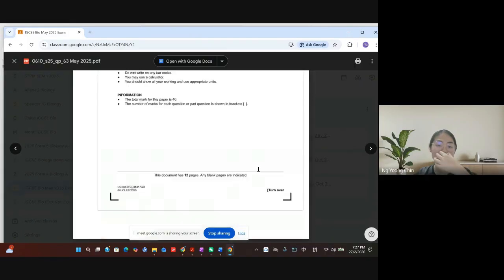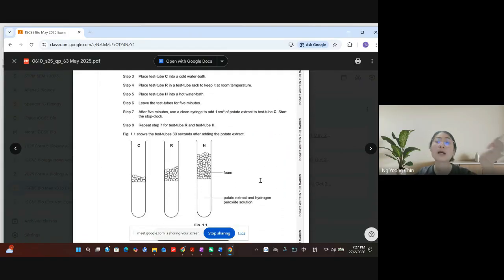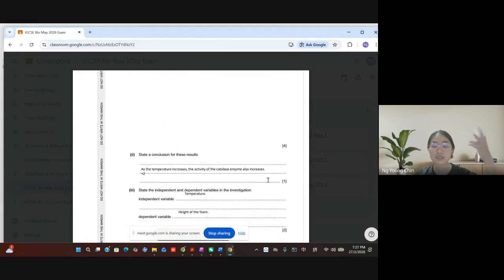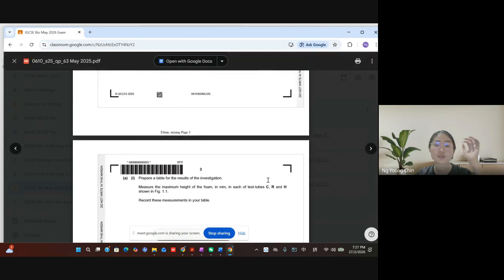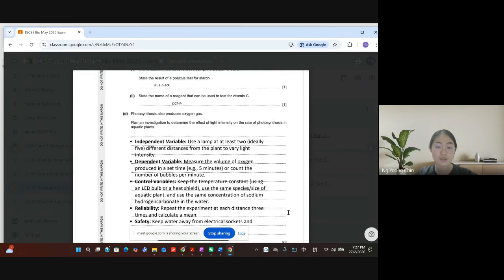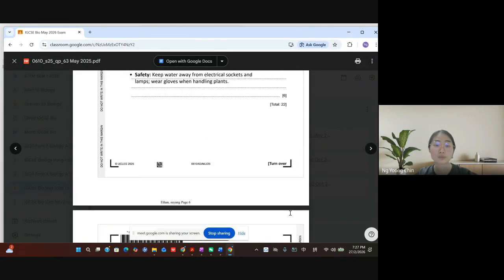Paper 6 is the easiest one to score, easiest to get marks, because you are not required any technical knowledge. You just need to memorize some of the keywords. Okay, and then you need to identify the variables, that kind of thing. And then most important, you need to be able to know how to draw the image.